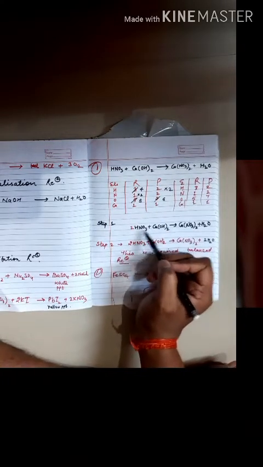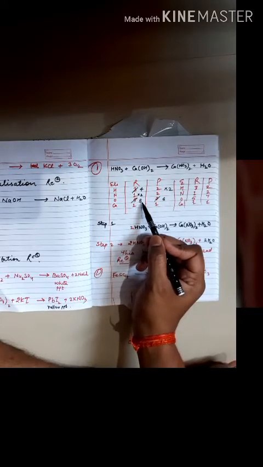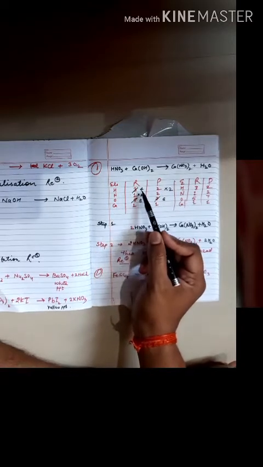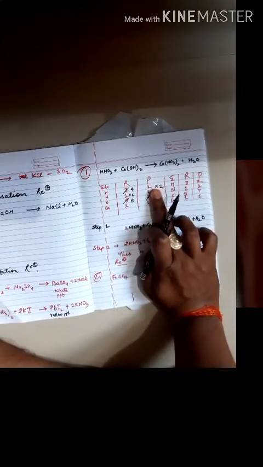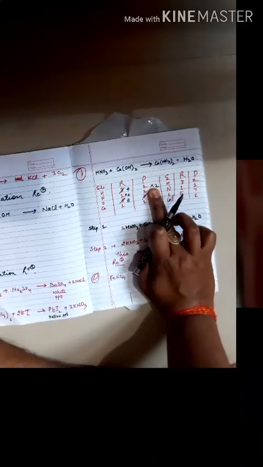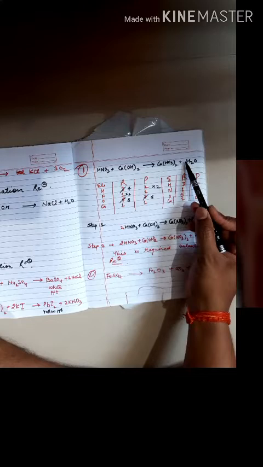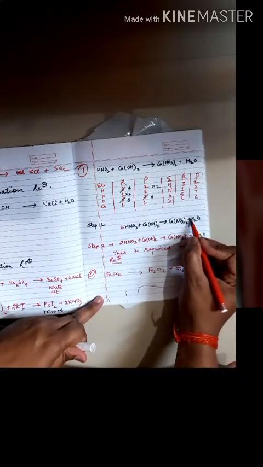Now oxygen: 2 into 3, 6, plus 2, 8. So I cut 5 and make it 8. So you get 8 oxygens and 4 hydrogens. Now for balancing hydrogen I have multiplied it by 2. Where do I put the 2? On this side. If you put 2 here, then it becomes 2 into 2, 4. So I put 2 here.